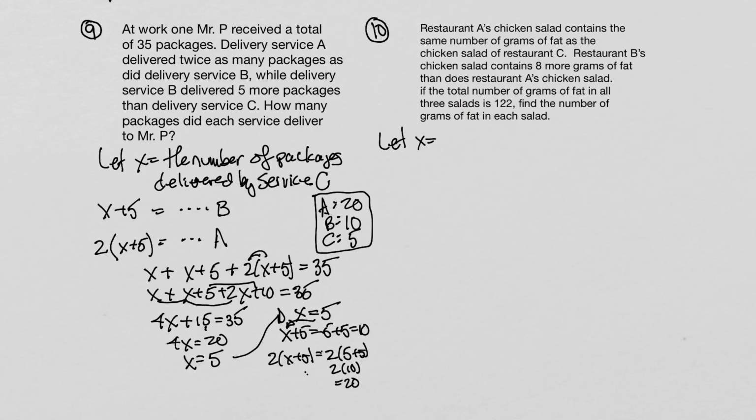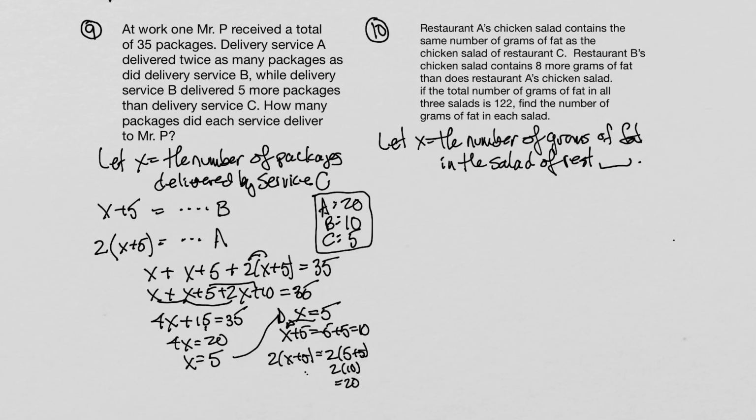I'm going to do this. Let X equal the number of grams of fat in the salad of restaurant. Let's abbreviate a little bit. Restaurant. Okay, so what's going to go here? Restaurant A, B, or C?